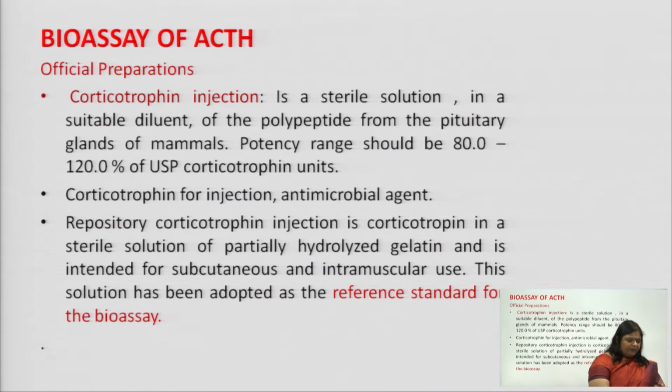These are corticotropin injection, which is a sterile solution in a suitable diluent. It is of a polypeptide which is derived from the pituitary gland of a mammal, and the potency range is around 80 to 120% of USP corticotropin unit. Then another official preparation is corticotropin for injection. Another official preparation is repository corticotropin injection, and this is generally used as a reference standard for the bioassay.